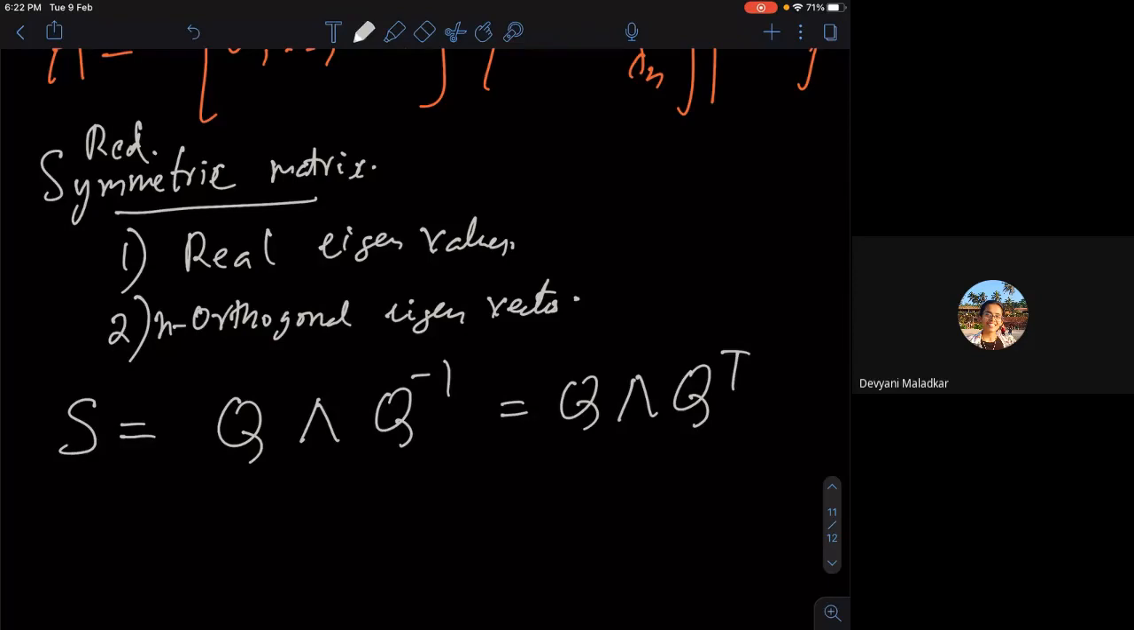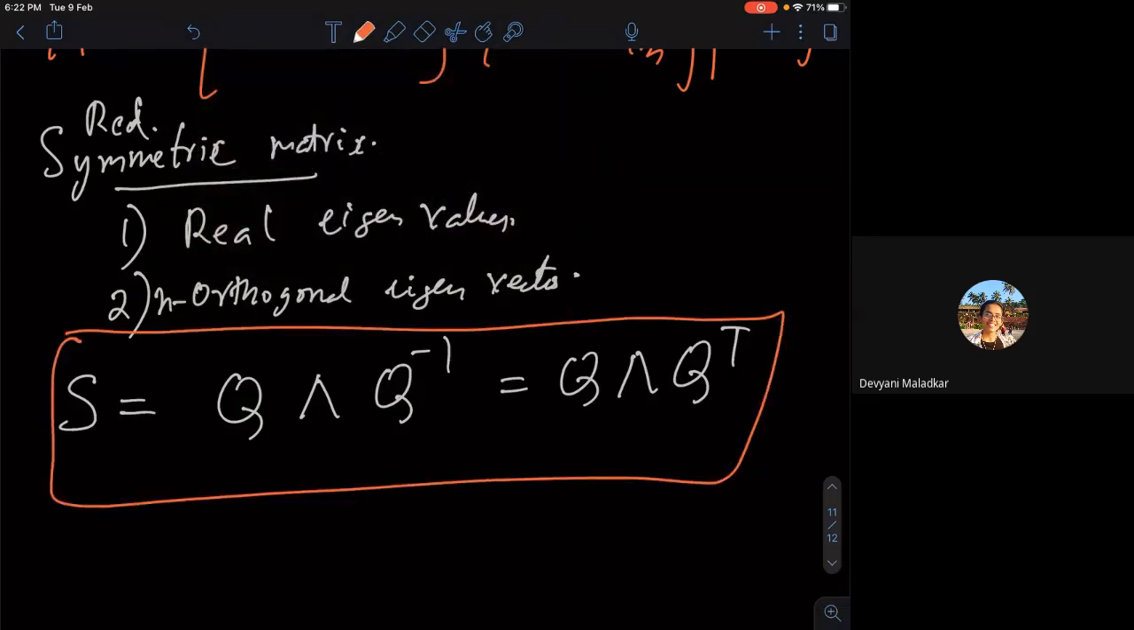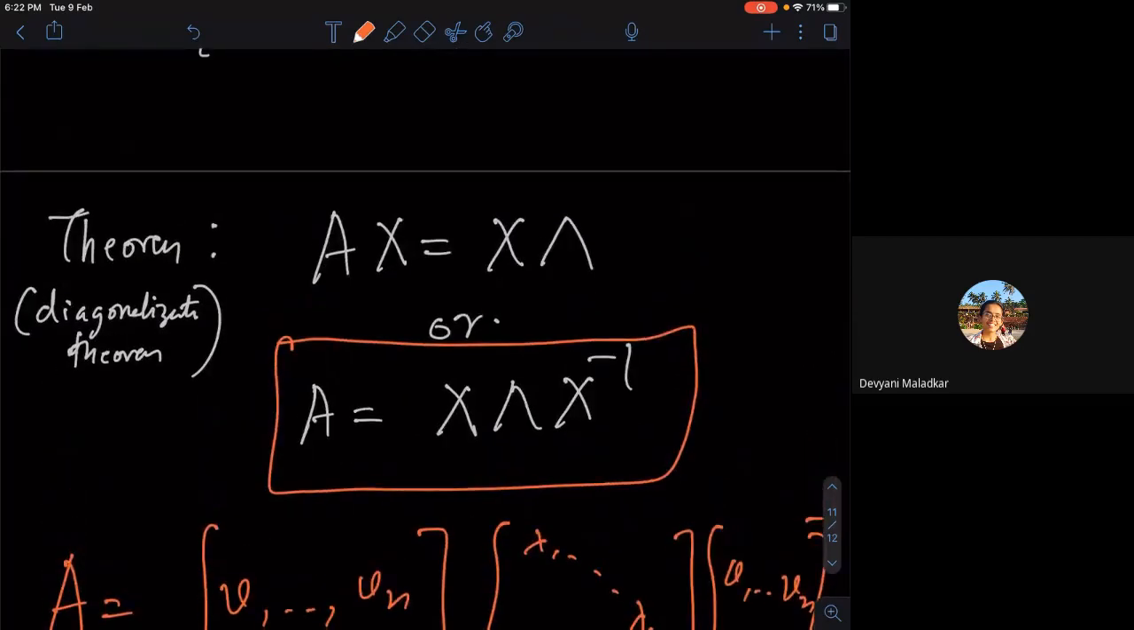So for an orthogonal matrix, Q inverse is the same as Q transpose. So for symmetric matrices, you get a much better diagonalization theorem, which says that A equals Q gamma Q transpose. And we come to the end of eigenvalues and diagonalization.